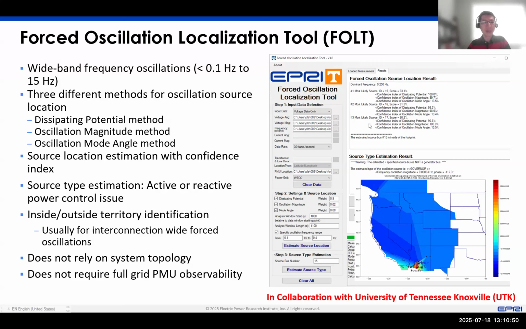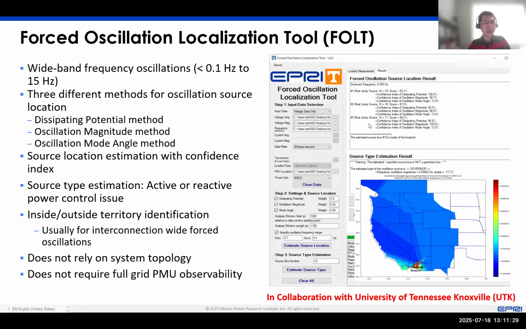To estimate the source location, we have implemented 3 different methods. Number 1 is the dissipating potential, a modified method based on the dissipating energy flow. The second method is based on the oscillation magnitude. The third method is based on the oscillation mode angle. The synthesized result of all 3 methods is treated as the final result of the tool, and the source location comes with a confidence index.